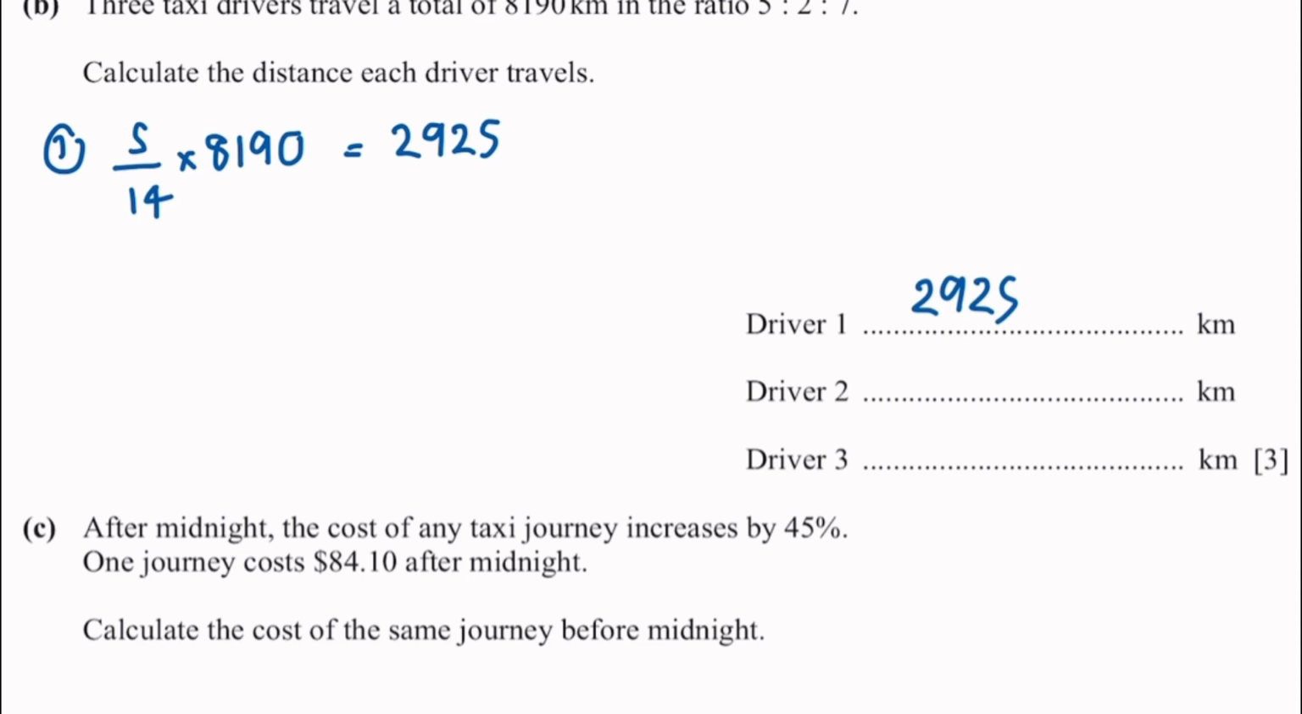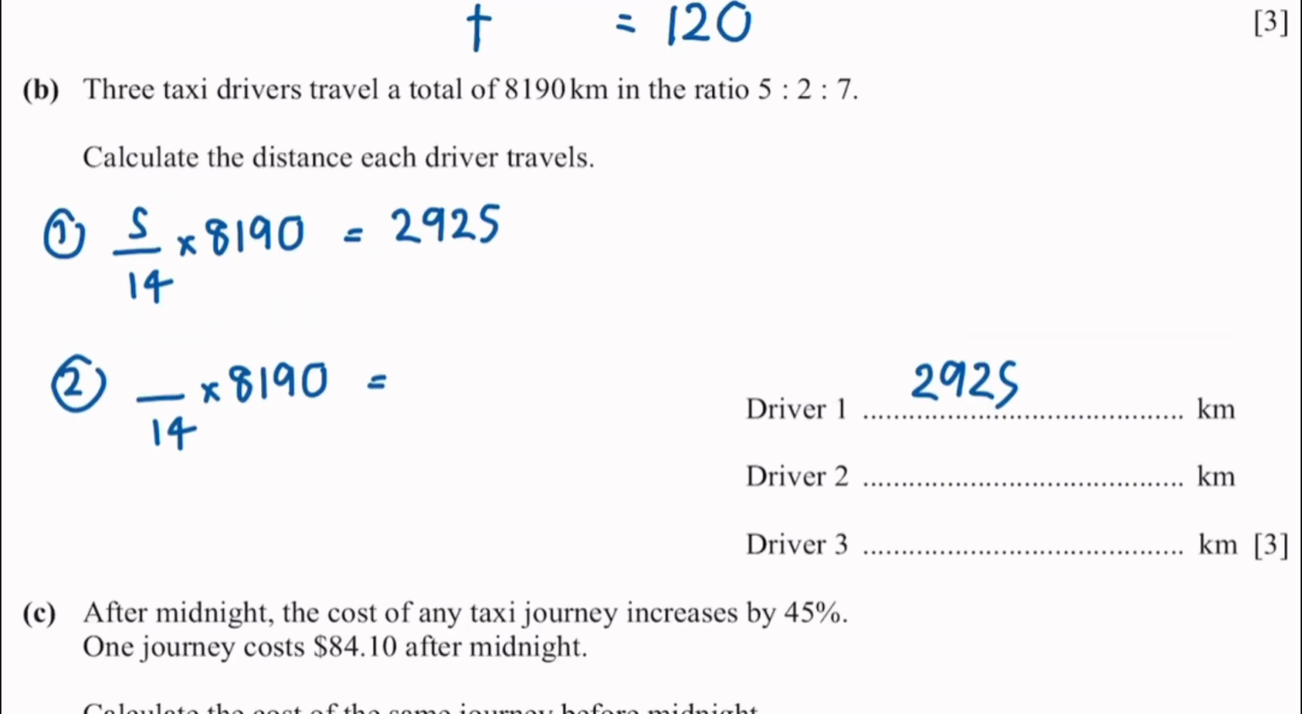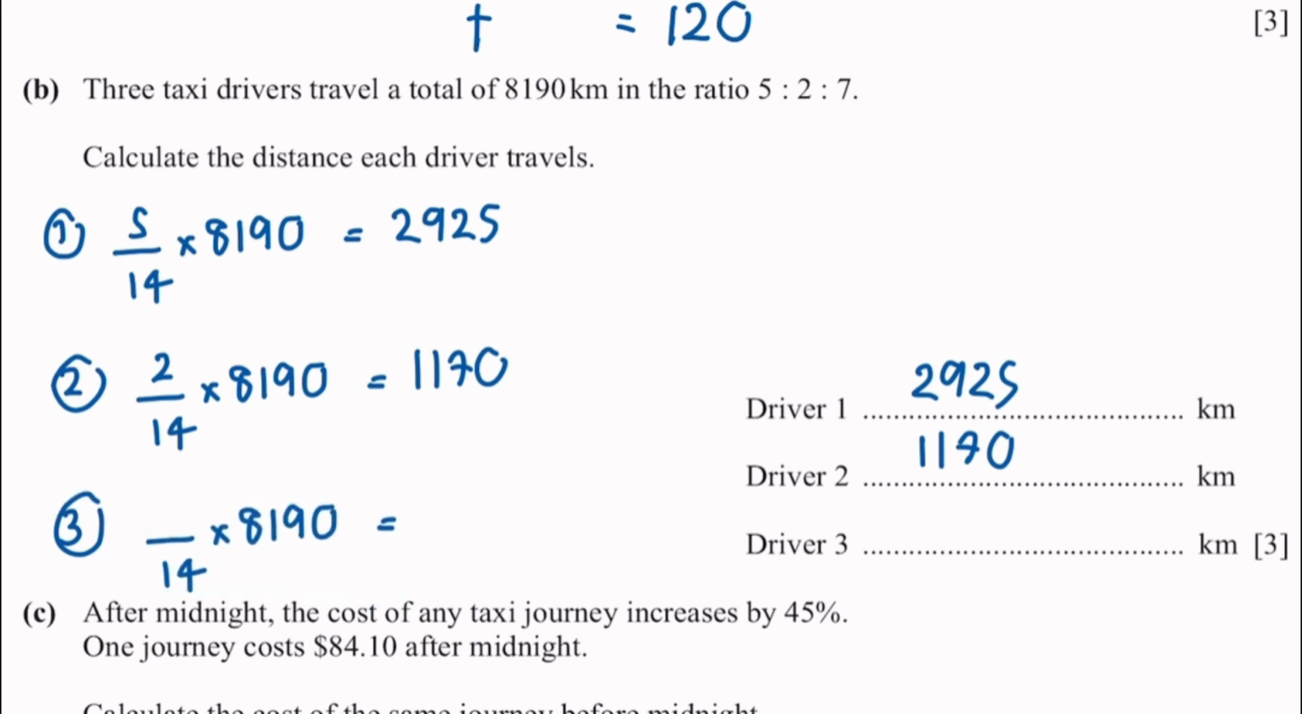And you will do the same calculation for the second driver, but the ratio is different. This ratio is 2/14, and it gives 1,170. And the last driver. The ratio is 7/14. So it will give 4,095.